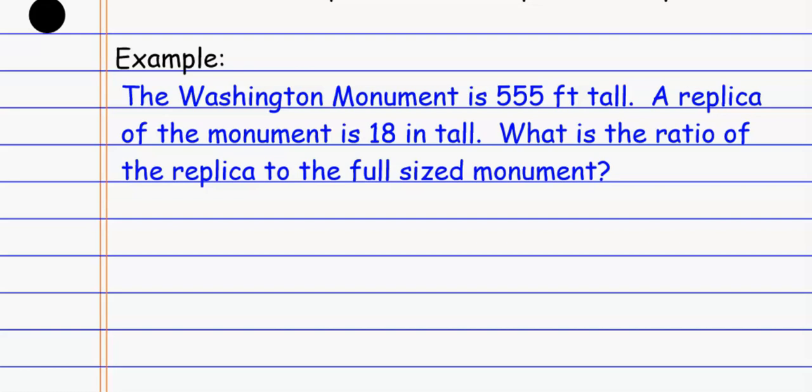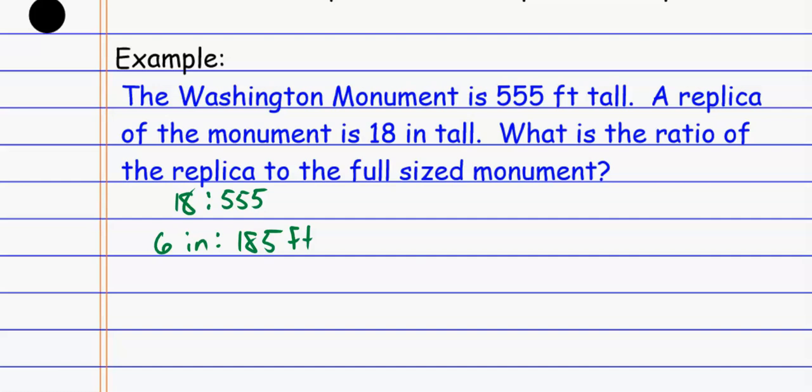So replica to the full-size model would be 18, and we can write a ratio this way, to 555. And I would have to reduce that. Even though it's in this format, I still have to reduce it just like I would with a fraction. Each of those is divisible by 3, so I can reduce this to 6 and 185. Because the units are different here, I do have to include them. That's 6 inches to 185 feet. So that's the conversion between the replica and the full-size monument.